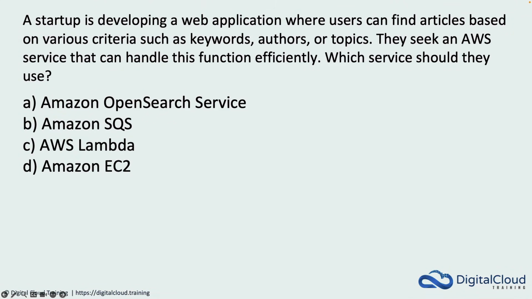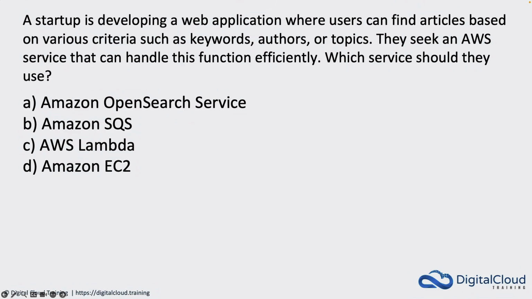This question says, a startup is developing a web application where users can find articles based on various criteria such as keywords, authors, or topics. They seek an AWS service that can handle this function efficiently. Which service should they use? So some of the Cloud Practitioner questions can have a little more of a scenario like this one. But really, the actual key requirements of the question are very simple. They've given you a specific use case and they're asking you which service would be the best one. So it's not too complex, it's just a bit more wordy than some other questions.